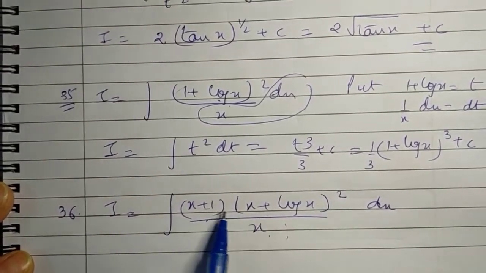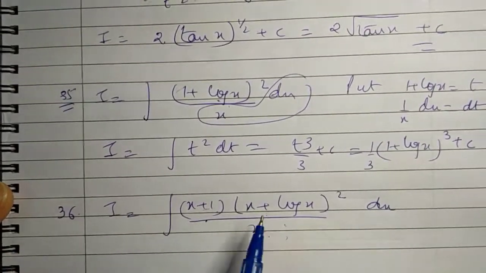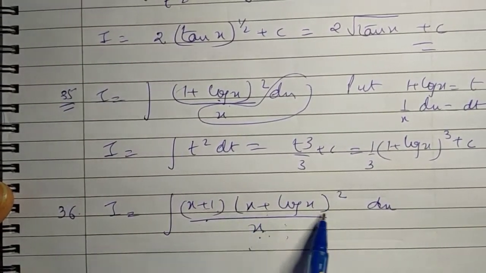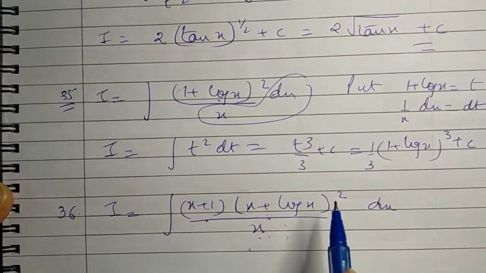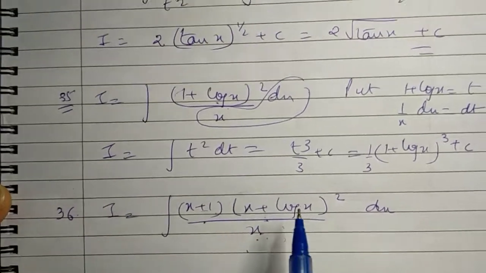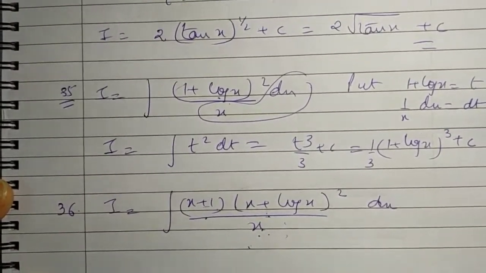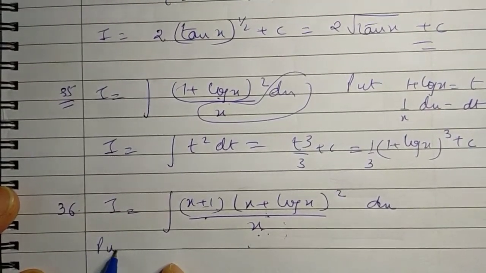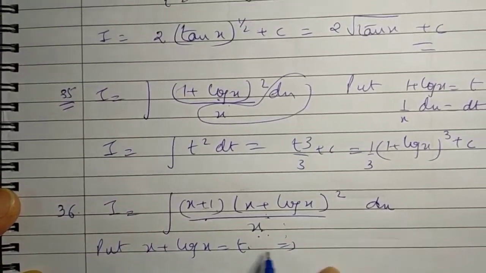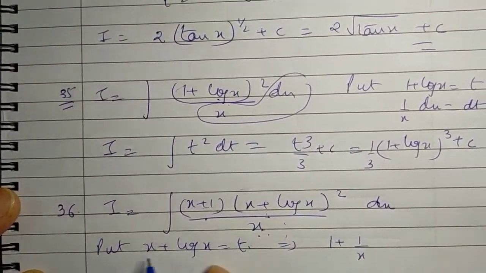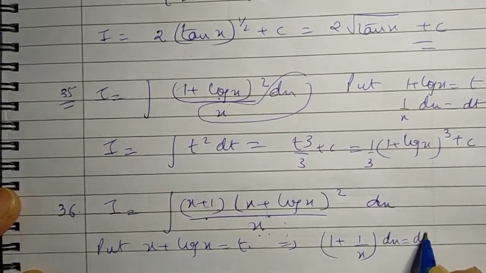Now, since it's a product as well as quotient of functions, the first thing we notice is that it is a function of a function, and by default what we do is we always put the inner function as t. Let's put that and see what shape it takes. So put the inner function x plus log x as t. On differentiating, you get 1 plus 1 upon x into dx is dt.